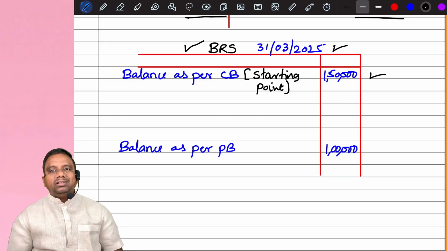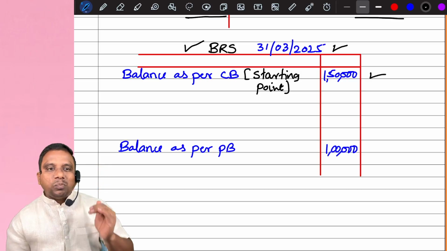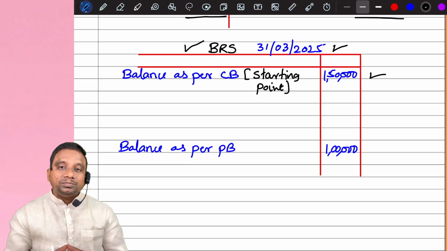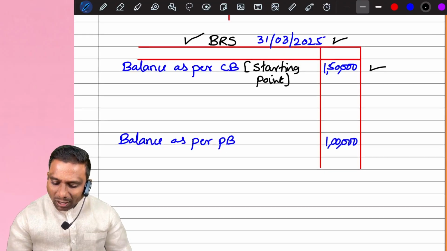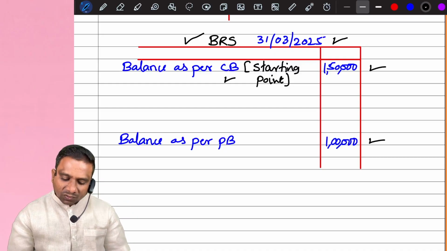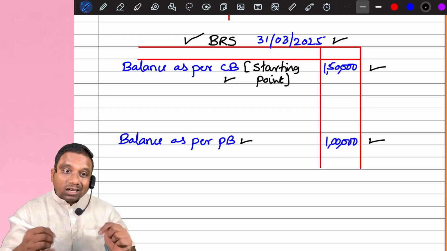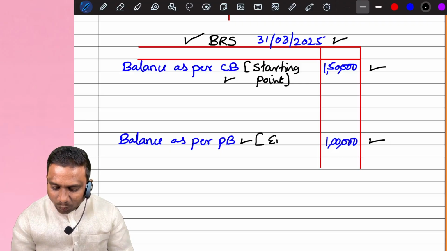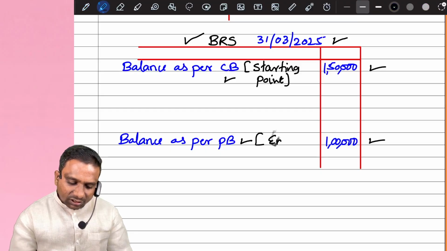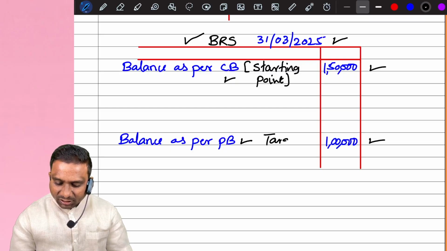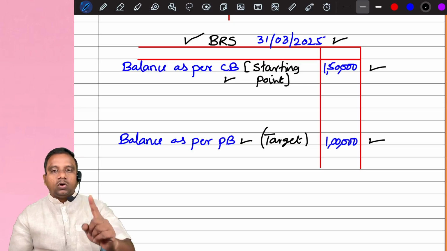The starting point may be either cash book or passbook. Practically you have two book balances, but in the examination they may give you only one book balance. In that case, you don't have any choice. Ultimately you get the other book balance. If you start with cash book, you get passbook balance. If you start with passbook, you get cash book balance. And this is called the ending point or target. Hope you are following.